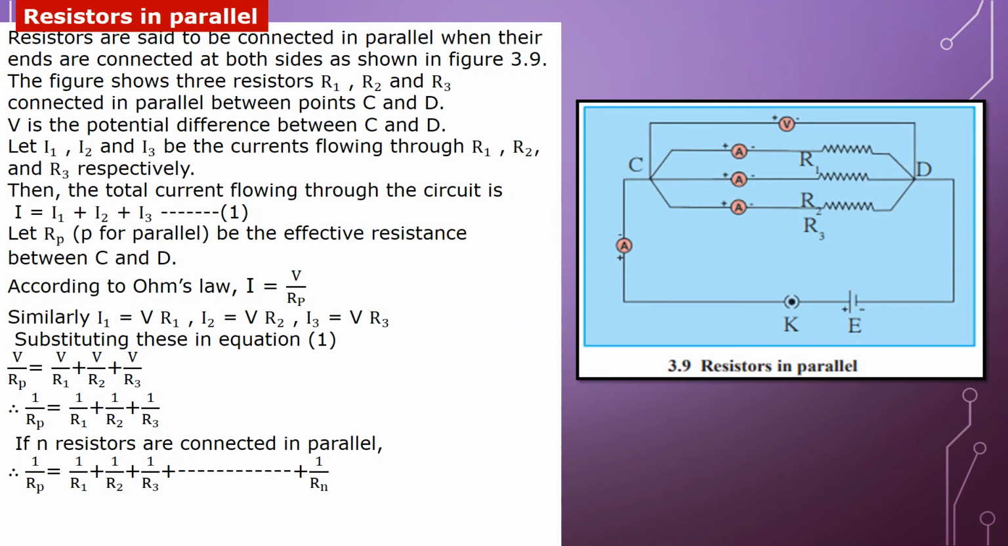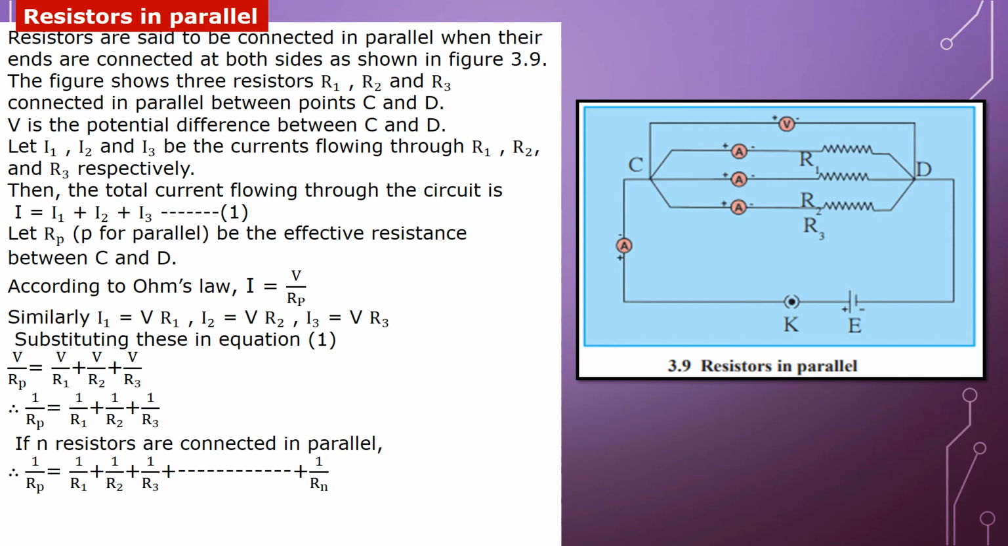Now let us see, children, resistors in parallel. Resistors are said to be connected in parallel when their ends are connected at both sides as shown in figure 3.9. The figure shows three resistors, R1, R2 and R3. They are connected in parallel between points C and D. V is the potential difference between points C and D. Let I1, I2 and I3 be the currents flowing through R1, R2 and R3 respectively. Then the total current flowing through the circuit is I is equal to I1 plus I2 plus I3. That is equation number 1.